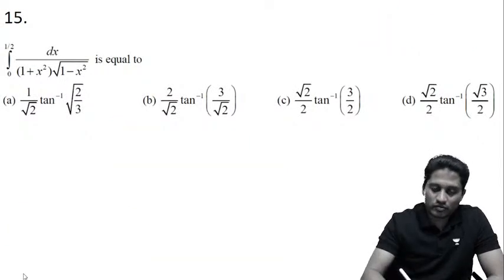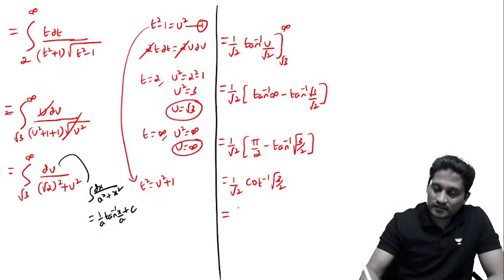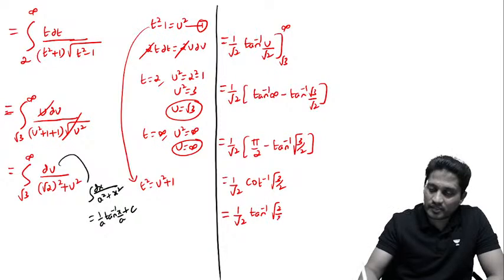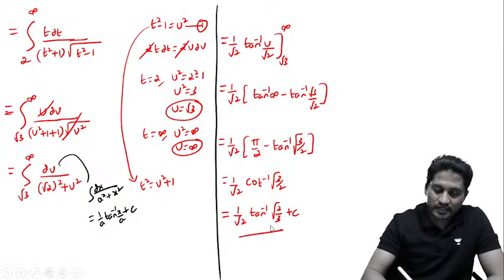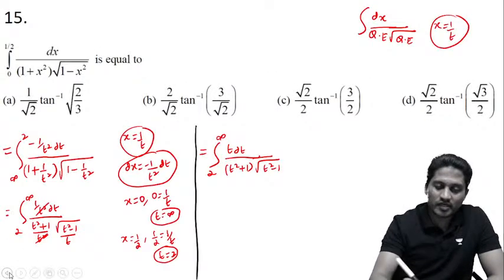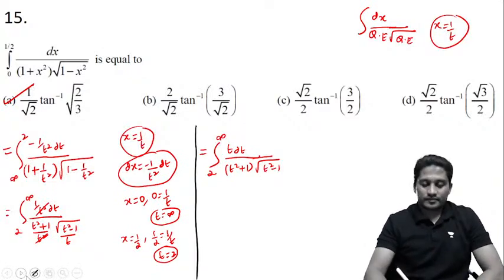Okay, 1 by root 2. If I reverse this, cot inverse of x can be written as tan inverse of 1 by x, whole root of 2 by root 3 plus c. Okay, that's the first option, guys. 1 by root 2 tan inverse of whole root of 2 by 3.